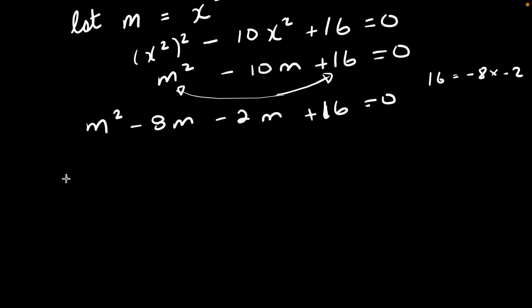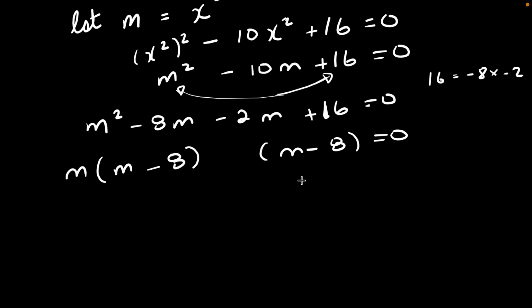What's common to these two? m. What's left? m minus 8. I need to get this bracket back over here. Write it down immediately; we don't think about it. What times m gives me negative 2m? I get negative 2. And you can check: negative 2 times negative 8 gives me positive 16. We're almost done with this one. We're going to say m minus 8 times m minus 2 is equal to 0.